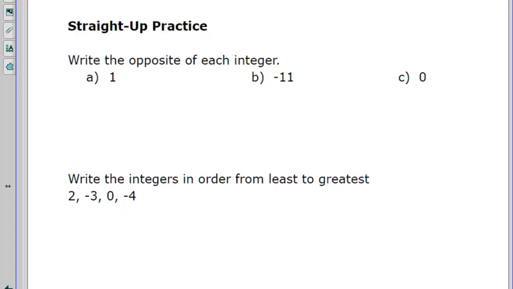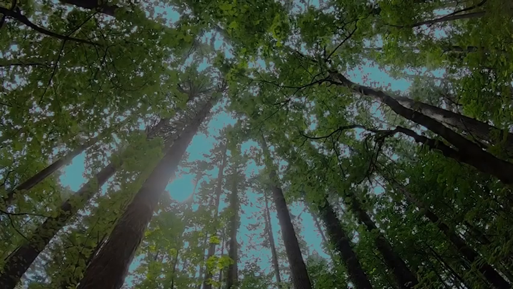All right, we got some straight up practice here. We need to write the opposites of the integers that are listed there in A, B, and C. And then we're going to write some integers in order from least to greatest.